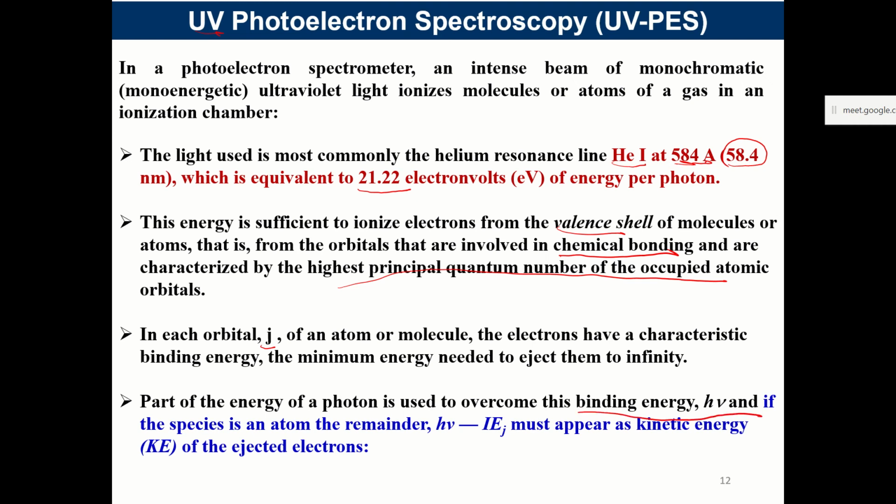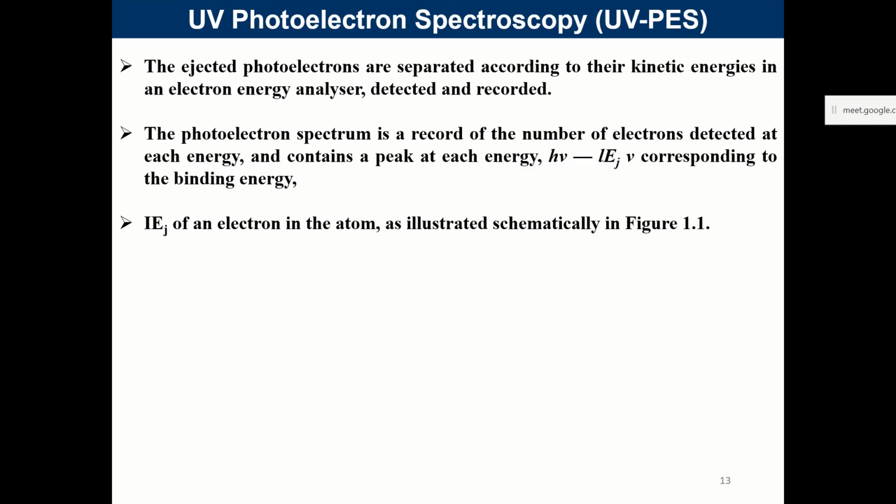So h mu, and if that species happens to be an atom, not a molecule, then we call it ionization energy, in simple terms. So that becomes ionization energy when we're talking about a simple atom. So kinetic energy is h mu minus IEJ. The photoelectrons are separated according to their kinetic energy in an electron analyzer, and then detected and recorded.